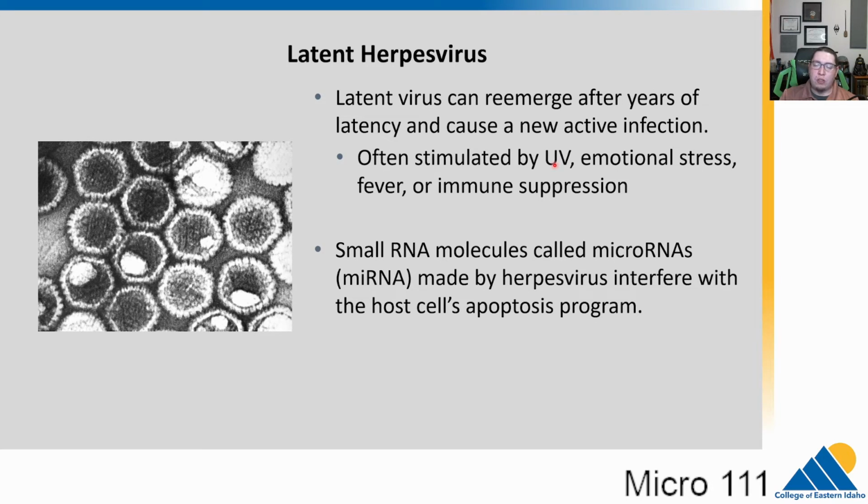And what the virus does is it makes tiny RNA molecules called small RNAs or microRNAs. These don't code for proteins. They actually match up to other RNAs like our mRNAs, and they bind to them and destroy them. So in this way, the microRNAs block the host cell's apoptosis program. So they keep those cells around longer, keep them dividing. So herpes virus is very interesting. This latency is problematic. It's hard to get rid of them because they stick around for so long.